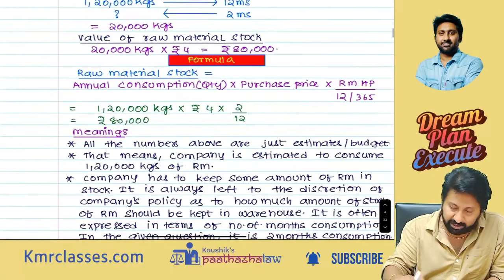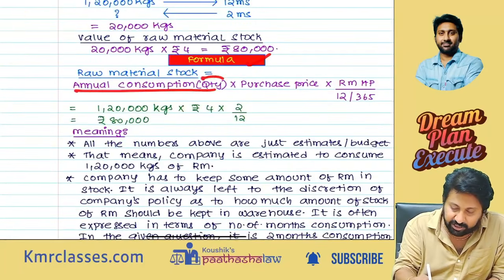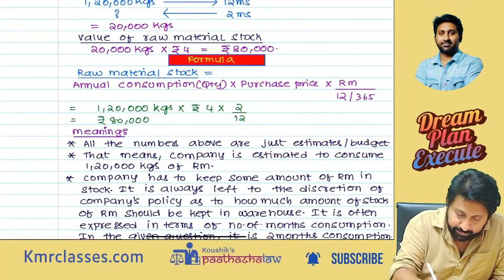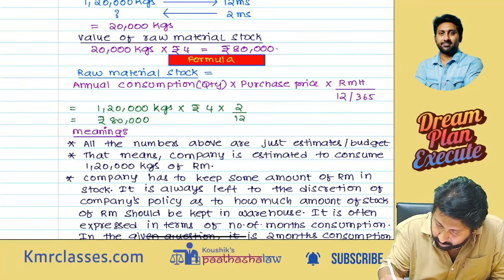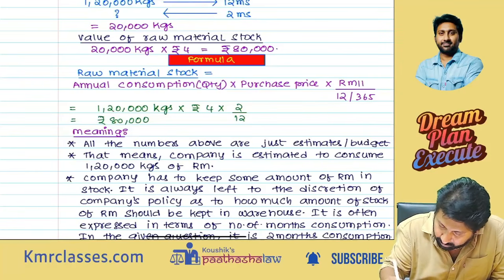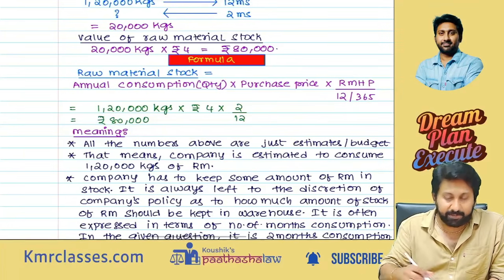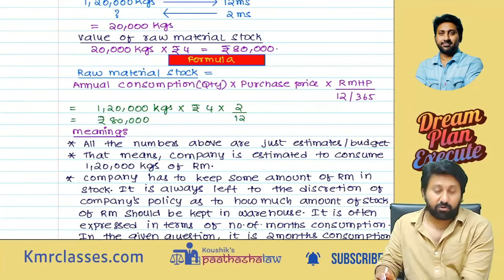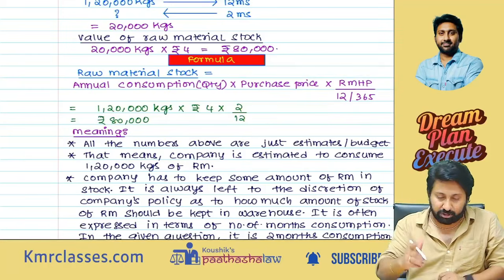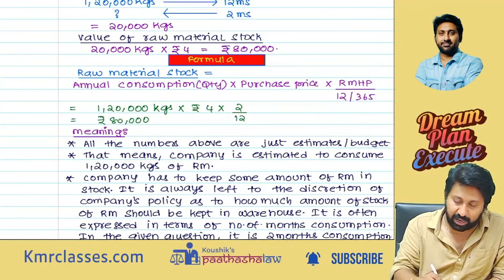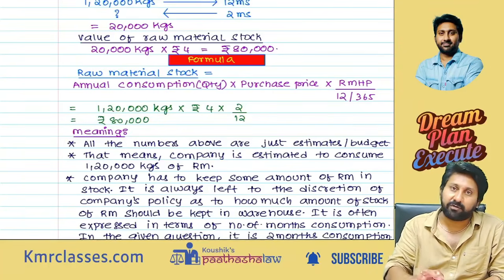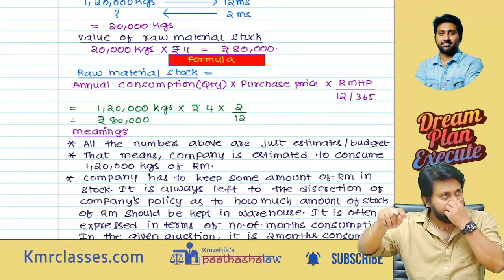Raw material stock formula: annual consumption as a quantity into purchase price into raw material holding period divided by 365. What will it give? It will give you the raw material stock value. So raw material stock equals annual consumption in quantity into purchase price into raw material holding period divided by 12 or 365.